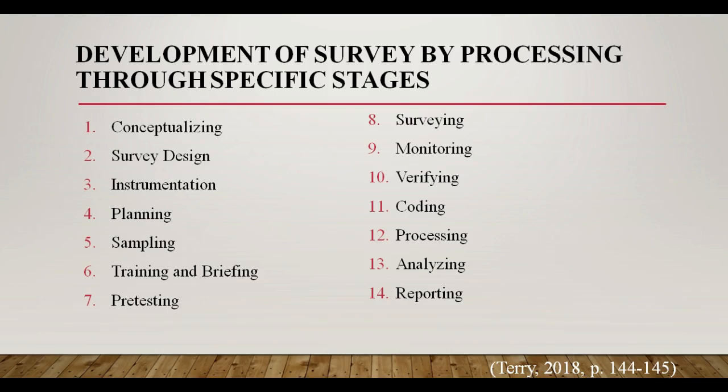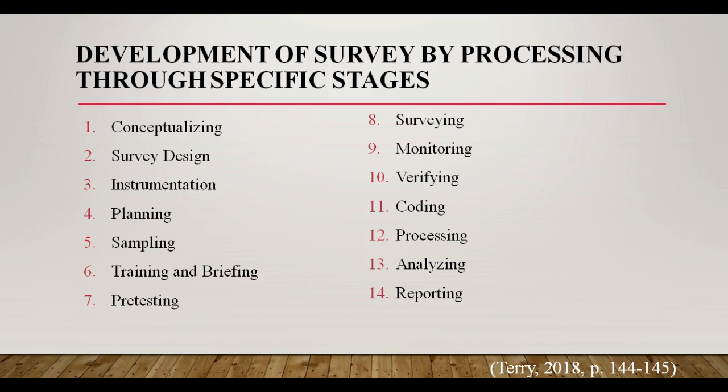Step number 2 is survey design. The researcher will determine how the survey will be implemented and what sample will be used. Step 3 is instrumentation. The questions for the survey are determined in this step, and the instrument is formatted. This is an important step because we want to capture the correct data. Step 4 is planning. In this stage, the budget is planned, materials that will be needed are outlined, and any assisted personnel that will be needed are requested.